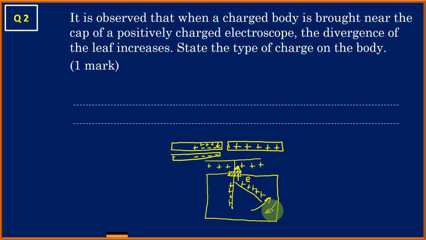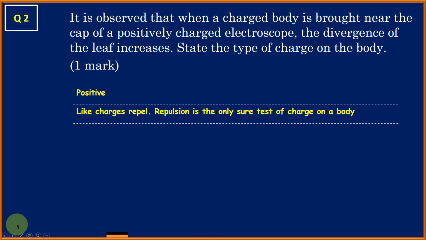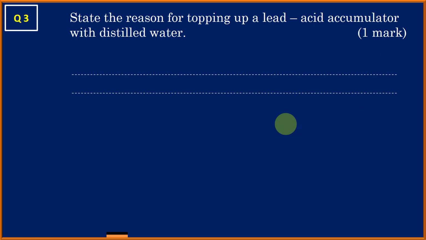So over here, we would just expect to see that the type of charge on the body is positive because like charges repel, and the repulsion is the only sure test of charge on a body. I'm taking time to give you more information on that particular concept because you'll find that it may be tested in another paper. So let's go to question 3.